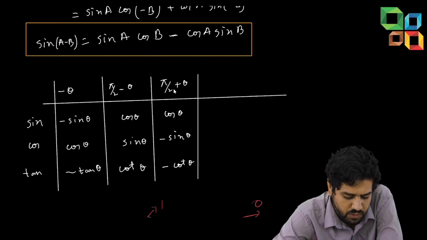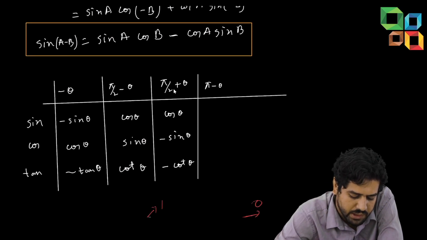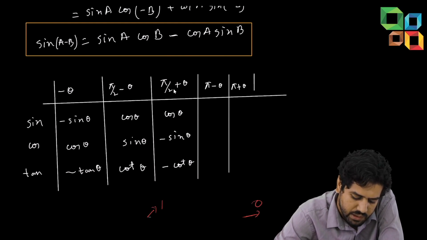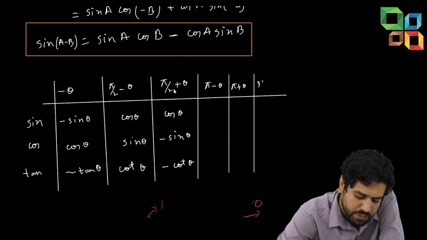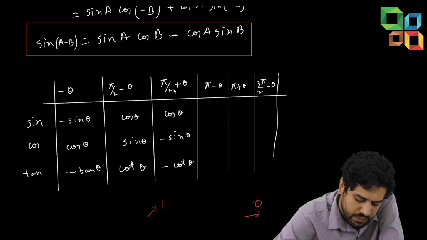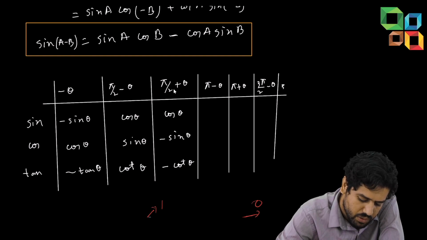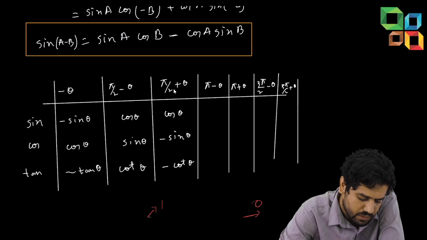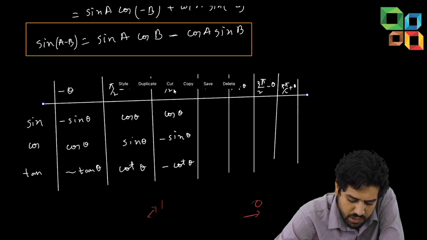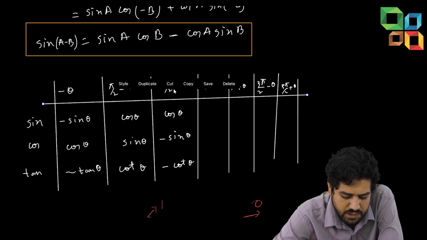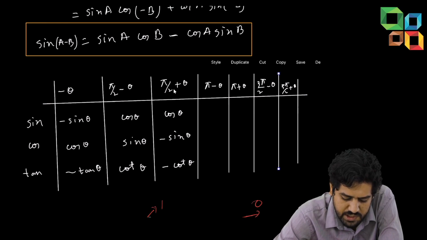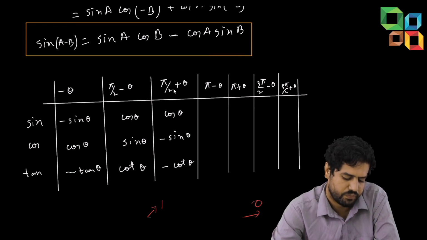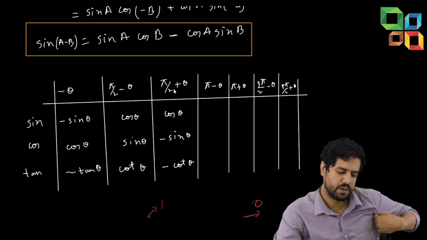Okay. Similarly, homework for you will be completing this table: pi minus theta, pi plus theta, 3 pi by 2 minus theta, 3 pi by 2 plus theta. Okay, that's it. If you complete this table, that is your homework. You'll be able to see some patterns there, which we will further explain.